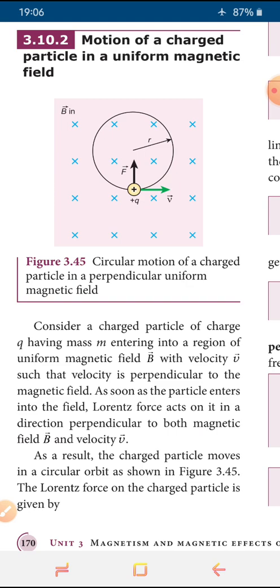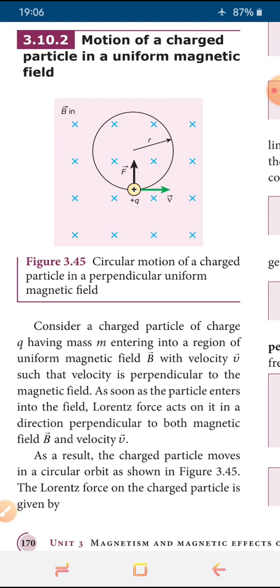What is velocity? It's a general concept, which we studied in an earlier class. Velocity is nothing but the rate of change of displacement. So this charge is entering the uniform magnetic field with the velocity v vector. Note this point: this velocity is perpendicular to the magnetic field.